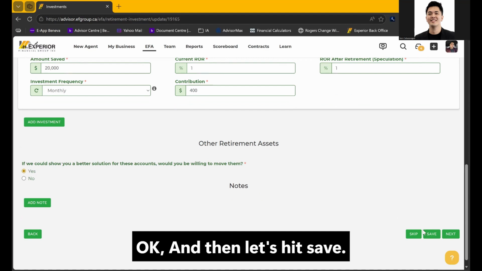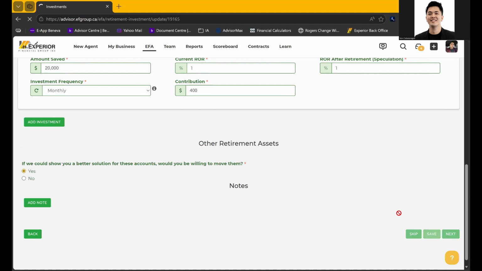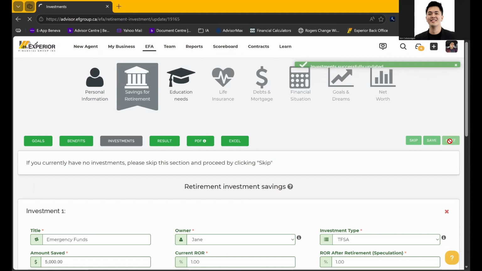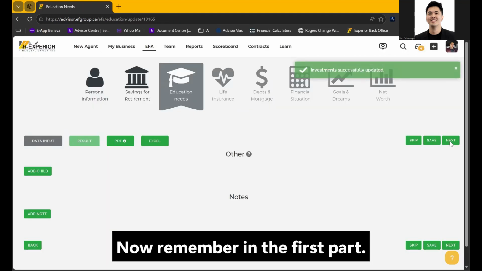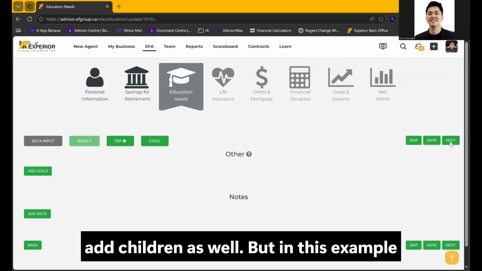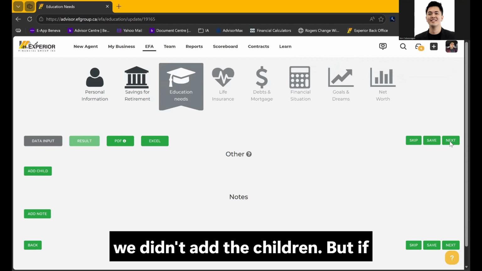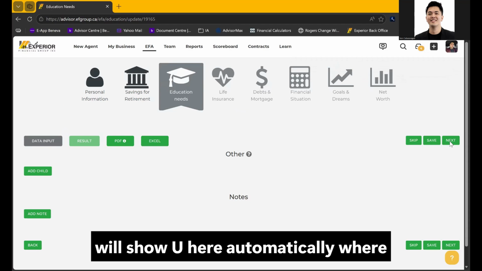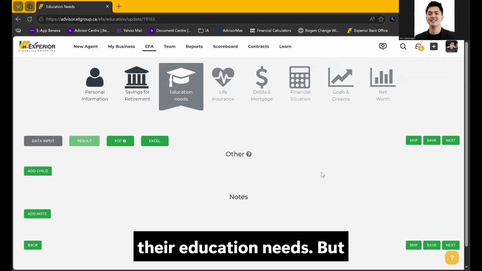Okay. And then let's hit save. And once you hit save, you hit next. Now remember in the first part where you can add Jane, you can add the spouse, which is John, and then you can add children as well. But in this example, we didn't add the children. But if you add the children in the first page, it will show up here automatically for their education needs.